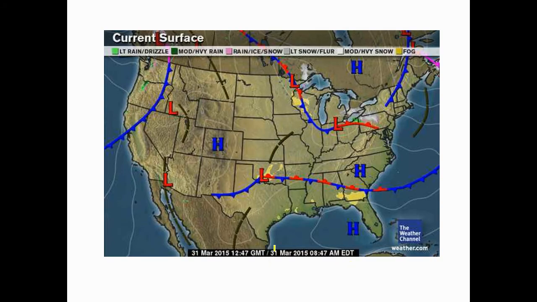So here's a weather map. This is an old map from March 2015. It's just to show you examples of high and low pressure. Okay, so we're going to do a lot of weather maps. Here's a high pressure here. Notice the H's are blue. The L's for low pressure are red. We're going to talk about what that means later on.